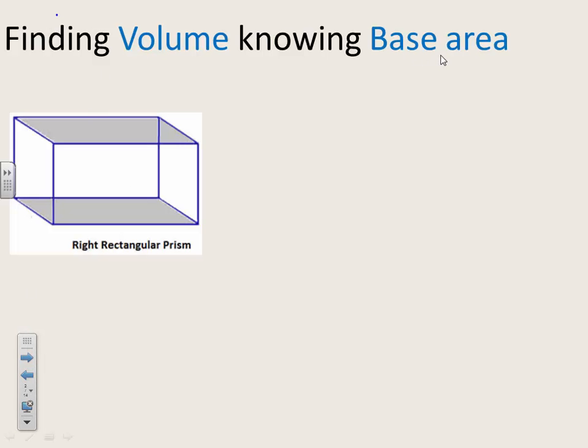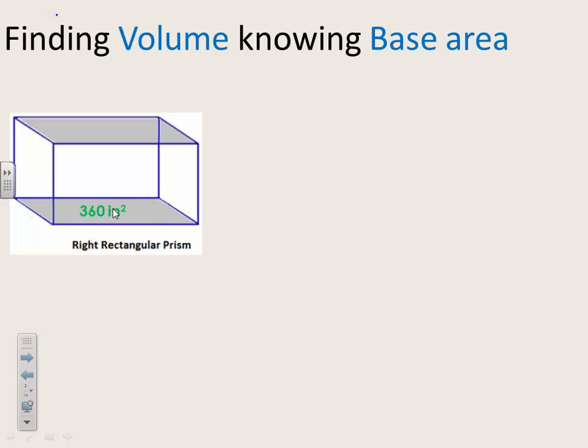So finding the volume, knowing the base area. So we know this shaded area, we know all the shaded spots. Now it could be the bottom, could be the top. We're calling this a right rectangular prism. It can be called that because we have right angles here. These are 90 degrees, so it's square in the corners.